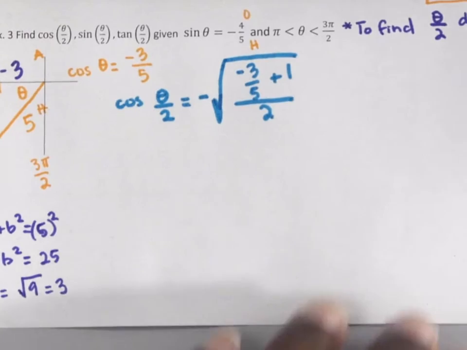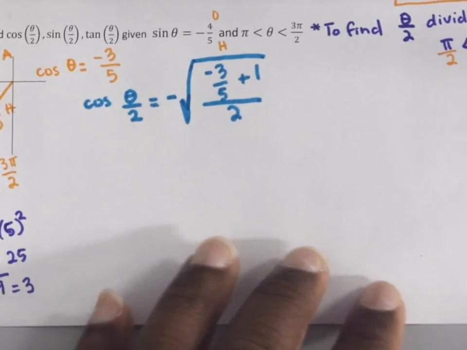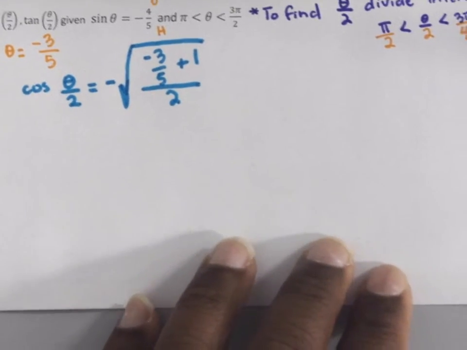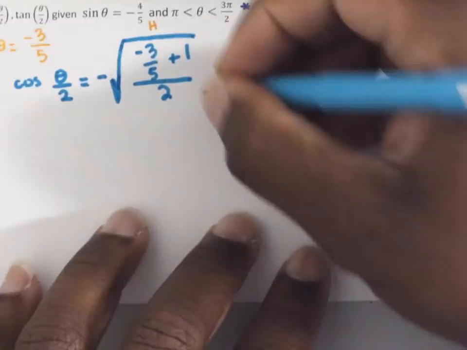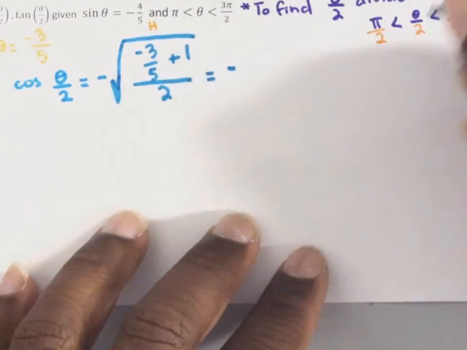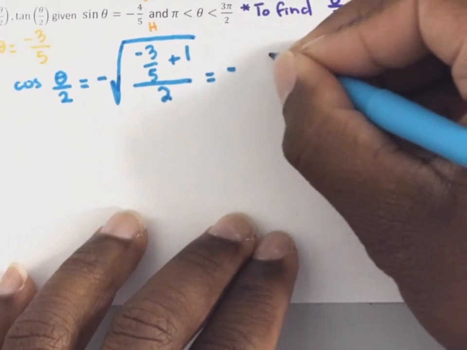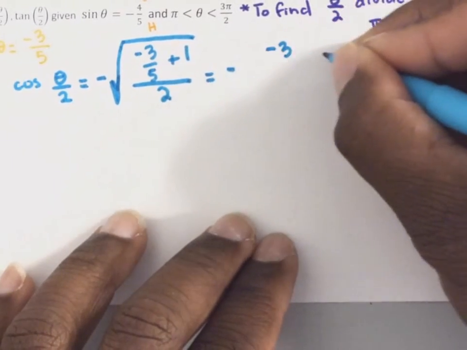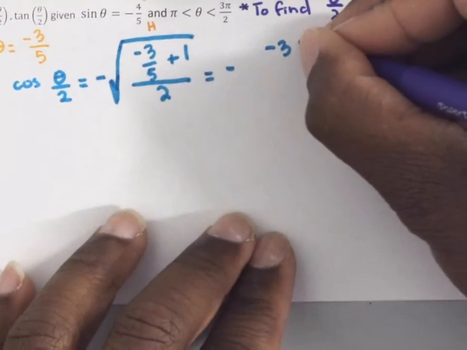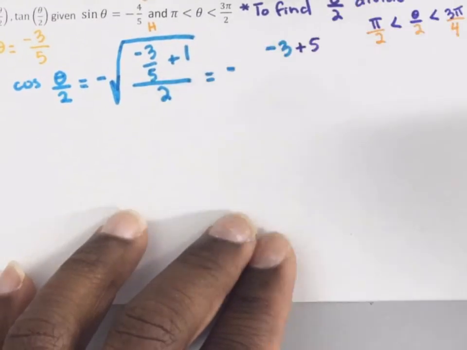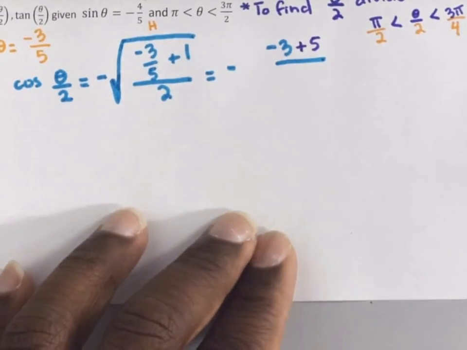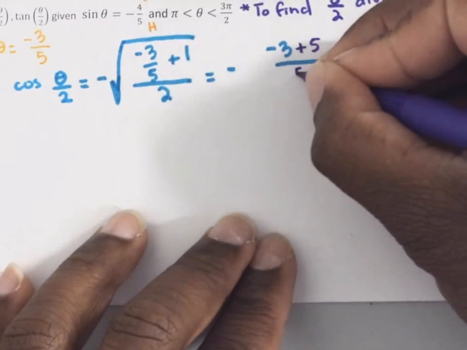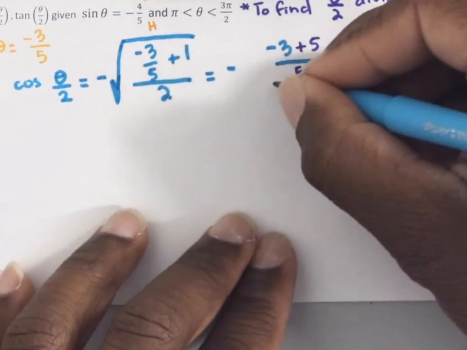All right, what would you do next? Change the 1 to 5. Yep, so I can add them together. So I get negative, I'll do the radical later. I get -3 plus 5, all over the same denominator of 5. And then all over 2.